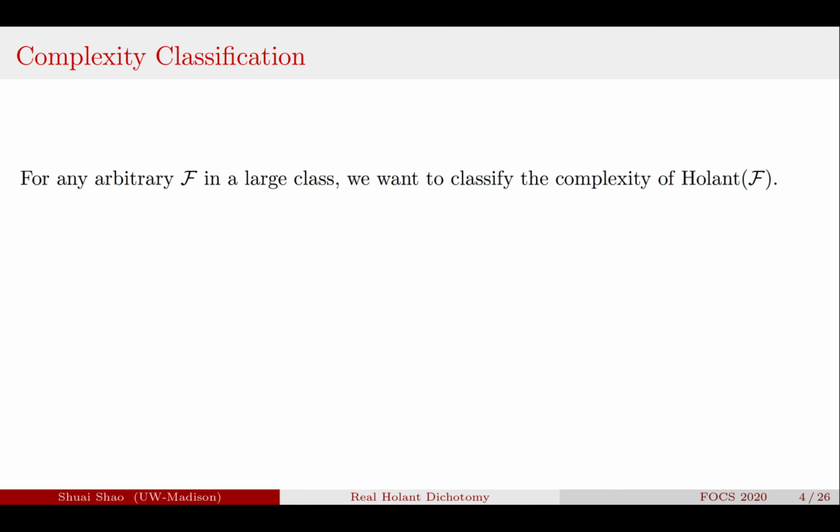For any arbitrary signature set script F in a large class, we want to classify the complexity of the Holant problem specified by the signature set. Such a classification is usually stated as a dichotomy theorem for a large class of signature sets. The Holant problem is either polynomial time computable or it's #P-hard, with nothing in between. #P is a quantitative version of the NP class.